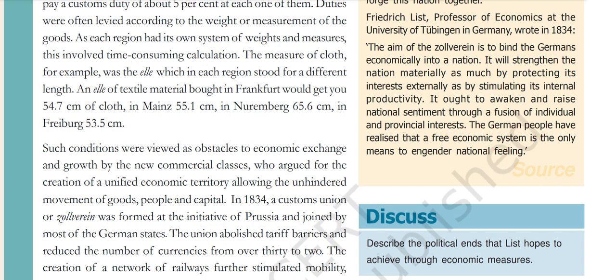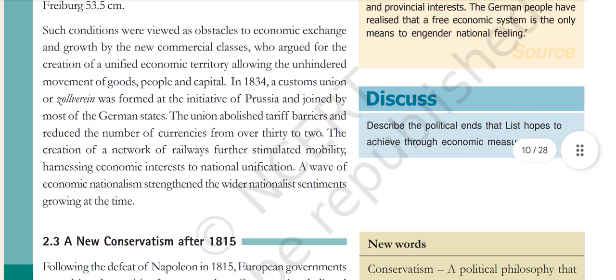In 1834, a customs union or Zollverein was formed at the initiative of Prussia and joined by most of the German states. The union abolished tariff barriers and reduced the number of currencies from over 30 to 2. The creation of a network of railways further stimulated mobility, harnessing economic interests to national unification. A wave of economic nationalism strengthened the wider nationalist sentiments growing at the time.